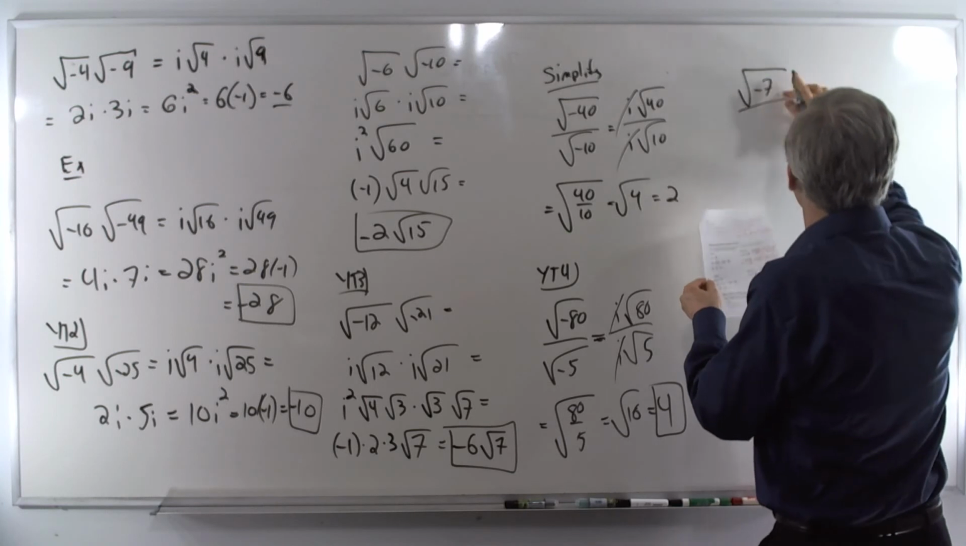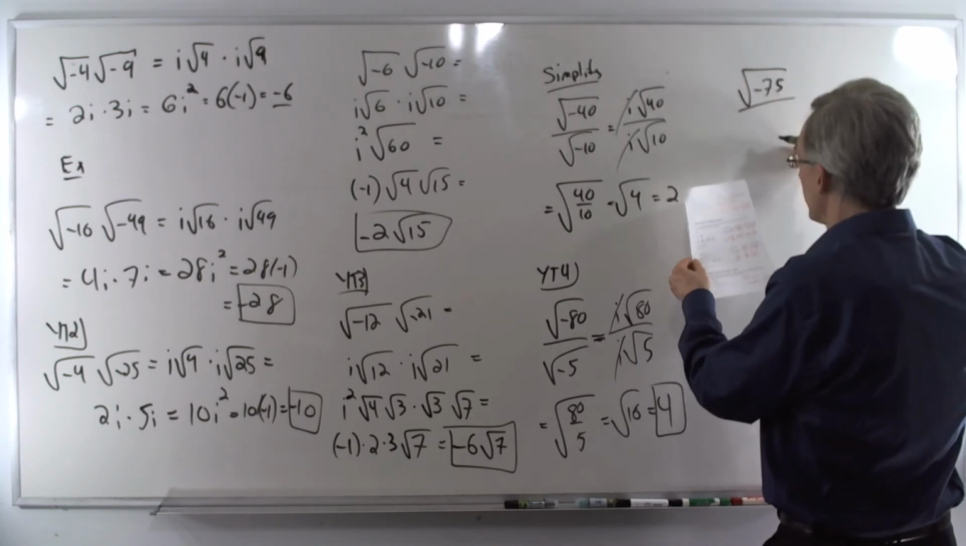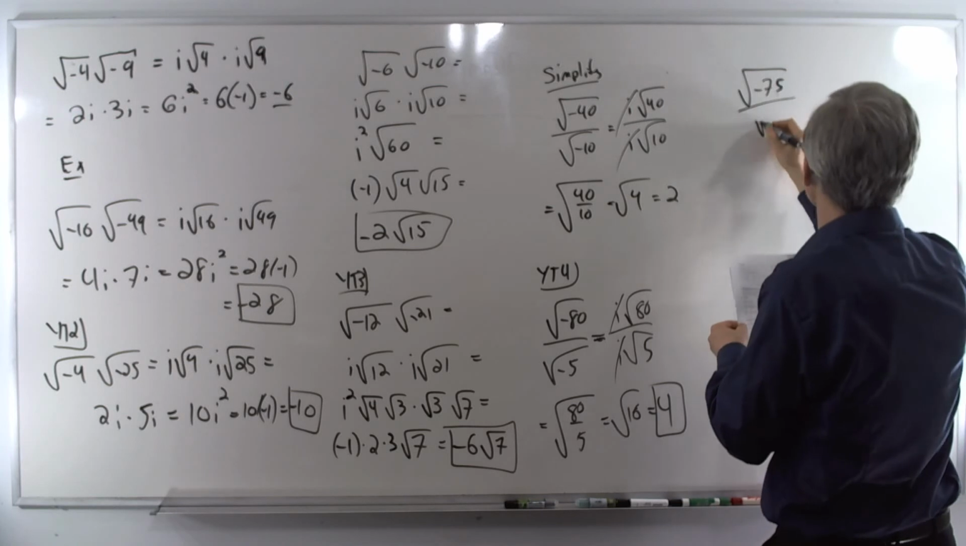We won't always have a cancellation. Got negative square root of negative 75 over the square root of 3.